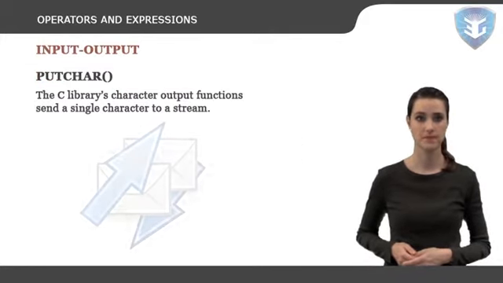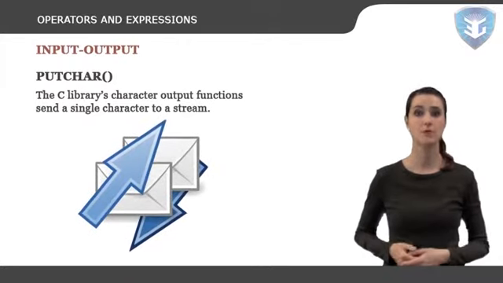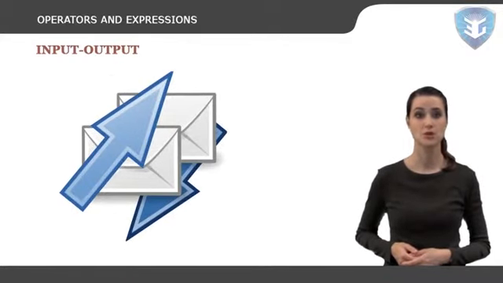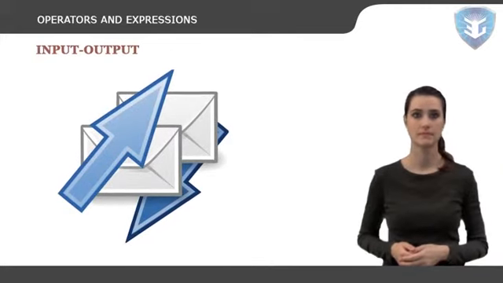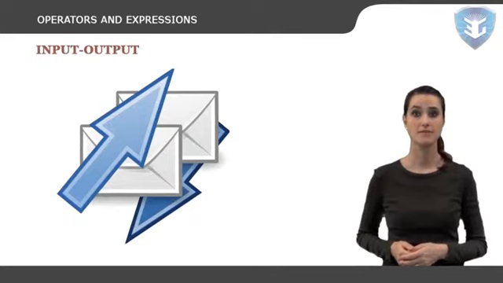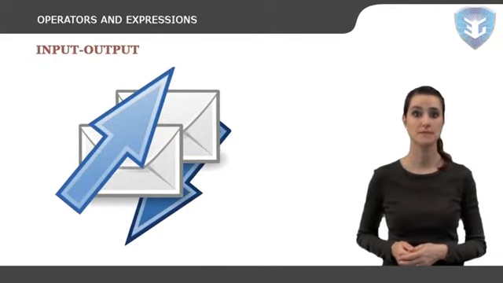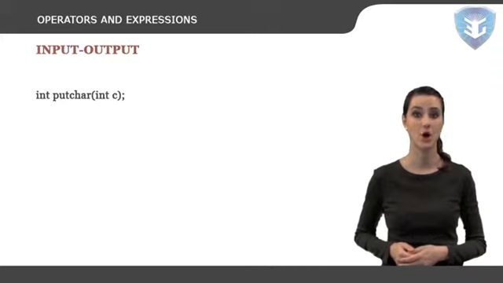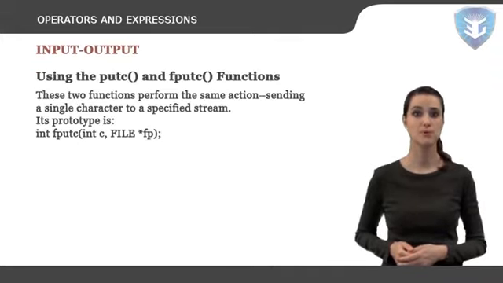putchar function. The C library's character output functions send a single character to a stream. The putchar function sends its output to stdout. The fputc and putc functions send their output to a stream specified in the argument list. The prototype for putchar, which is located in stdio.h, is shown here.